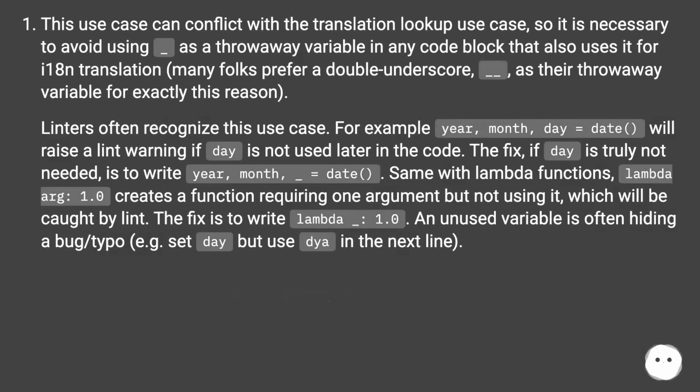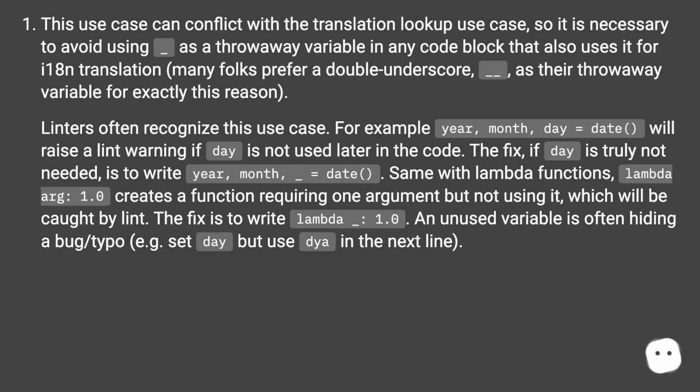This use case can conflict with the translation lookup use case, so it is necessary to avoid using underscore as a throwaway variable in any code block that also uses it for i18n and translation. Many folks prefer a double underscore as their throwaway variable for exactly this reason. Linters often recognize this use case.